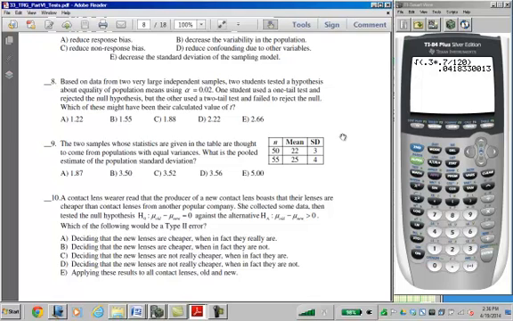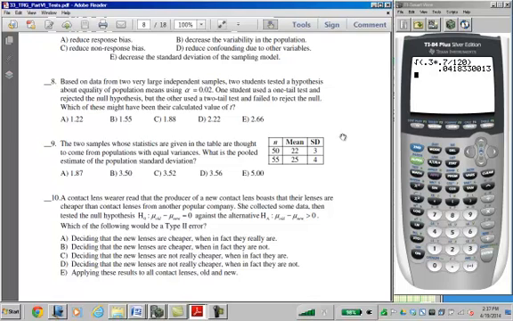B, deciding that the new lenses are cheaper when in fact they are not. That is a type 1 error. The null hypothesis is that the new lenses are not cheaper, that they cost the same. If you decide that the new lenses are cheaper, then you are rejecting the null, and you are deciding there's evidence for the alternative hypothesis when in fact the null hypothesis is true. That is the type 1 error.